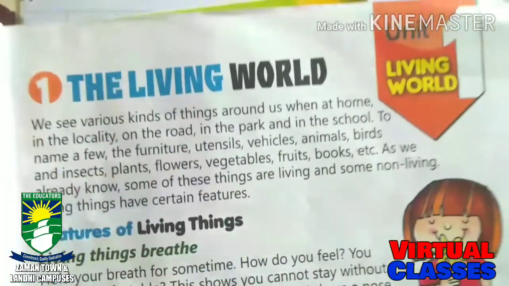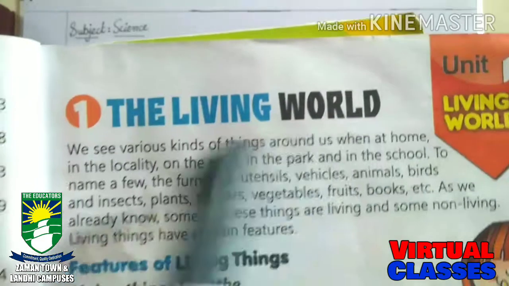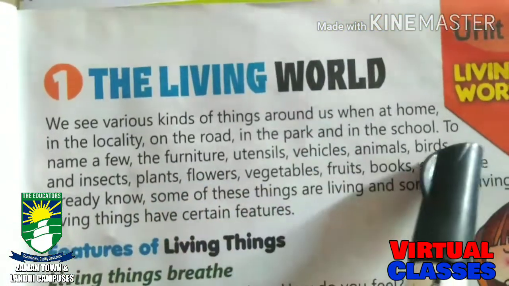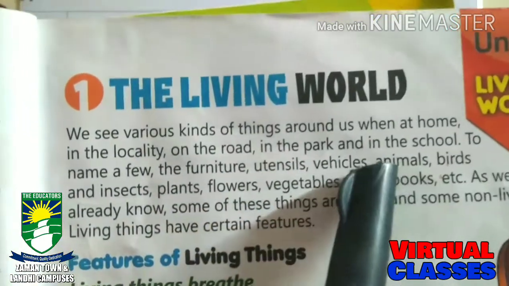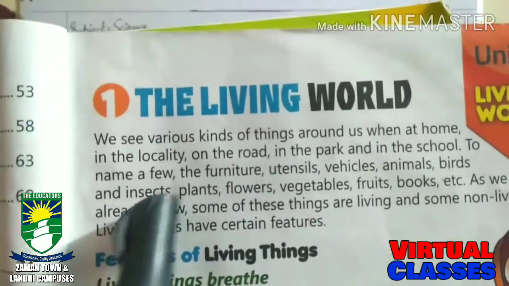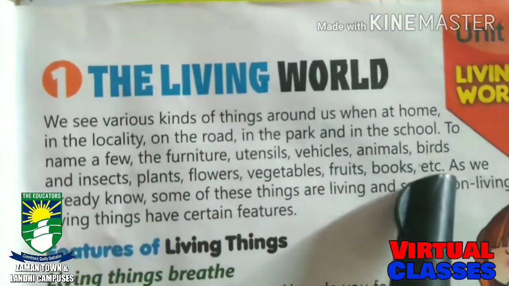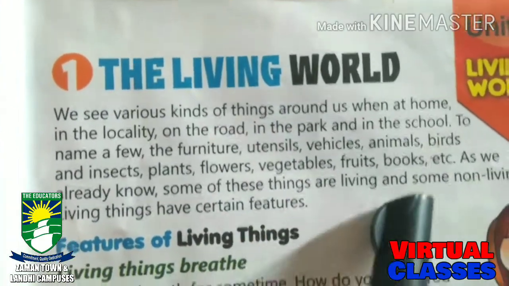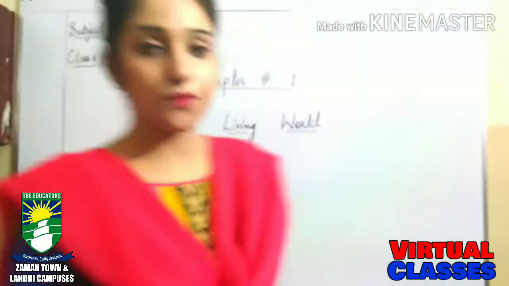We see various kinds of things around us when at home, in the locality, on the road, in the park and in the school. To name a few, the furniture, utensils, vehicles, animals, birds and insects, plants, flowers, vegetables, fruits, books, etc. As we already know, some of these things are living and some non-living. Living things have certain features. Okay. First of all, listen to me.